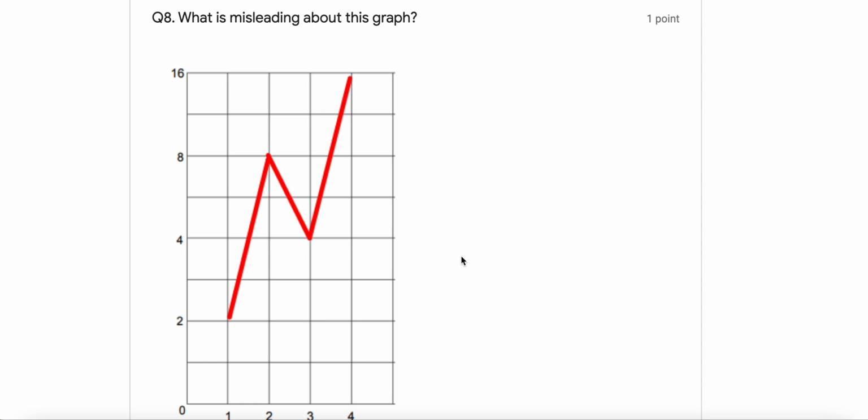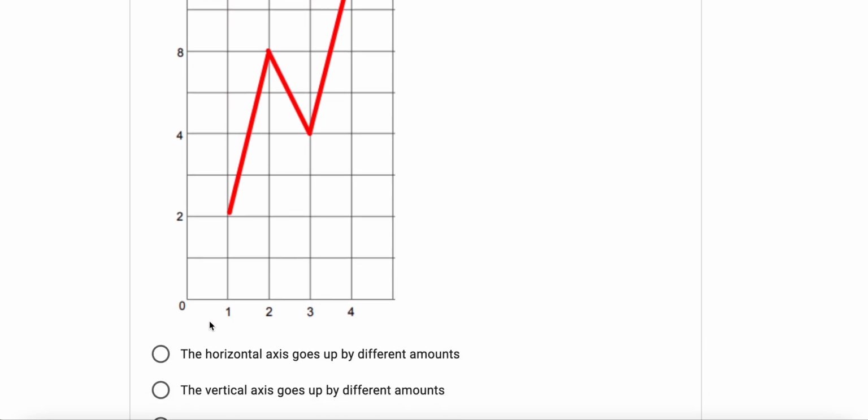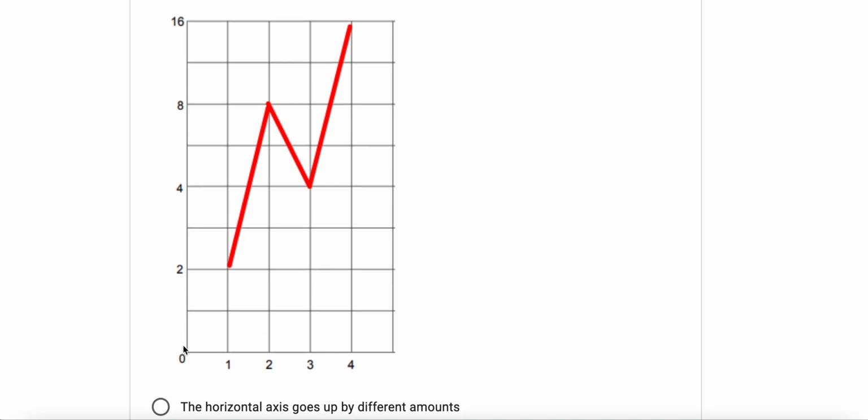Okay, so what is misleading about this graph? Is it that the horizontal axis goes up by different amounts? Well, let's check. Horizontal axis is here, 1, 2, 3, 4. No, that seems good. Is it that the vertical axis goes up by different amounts? So 2, 4, so that should be 6, but it's 8. So yep, that's going up by different amounts.